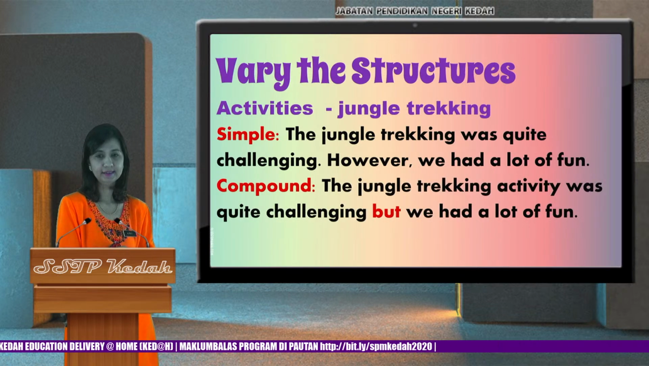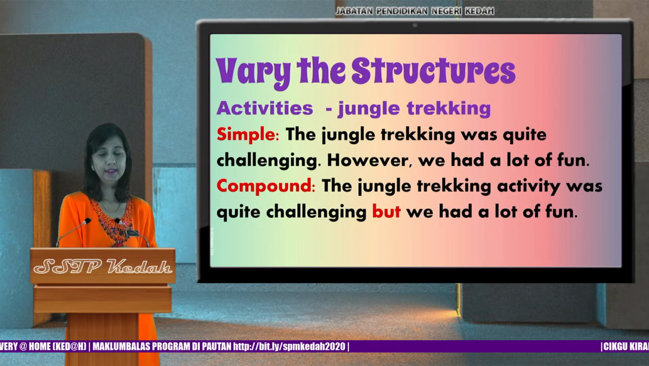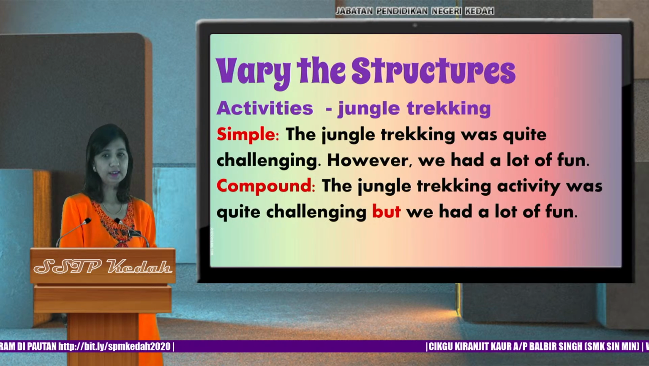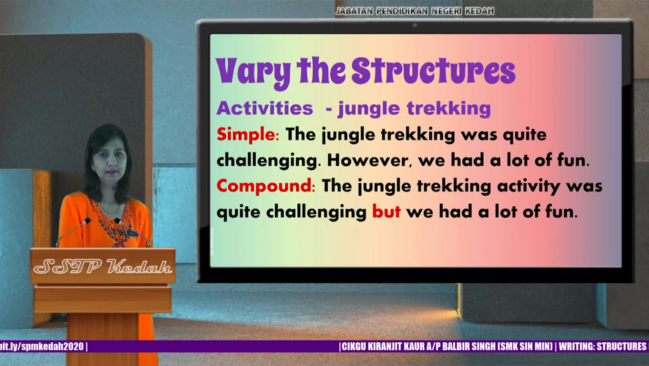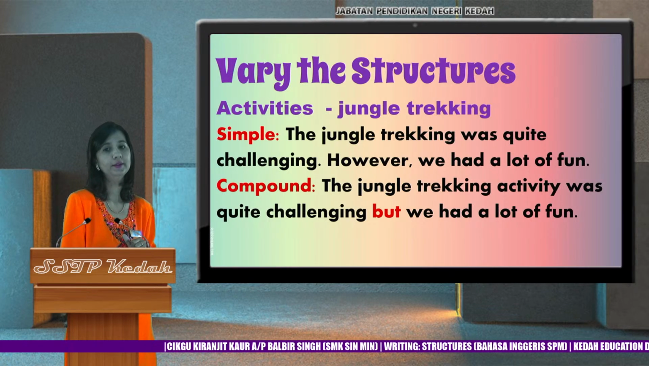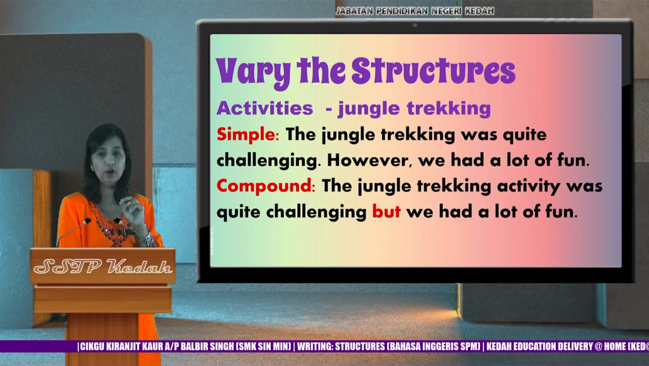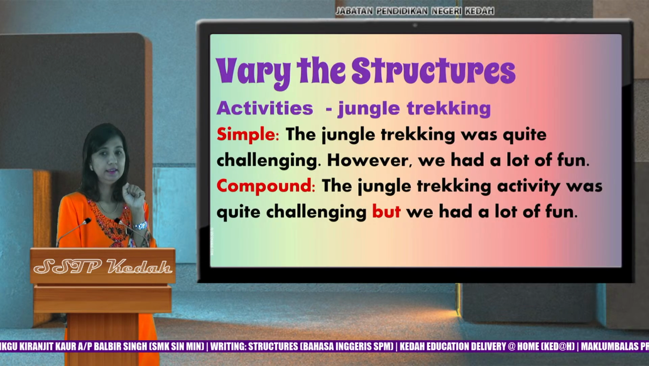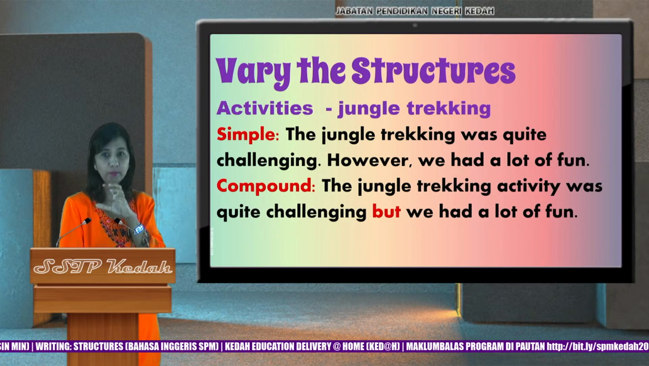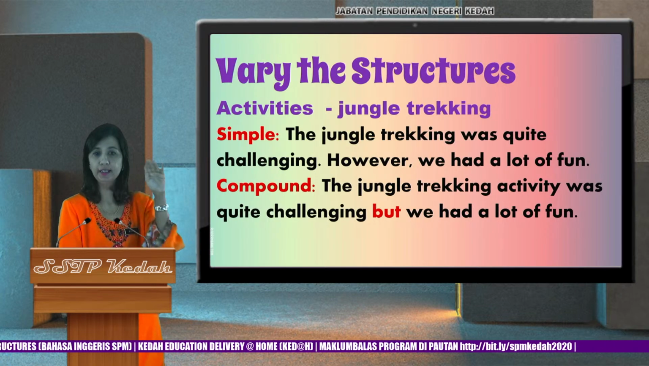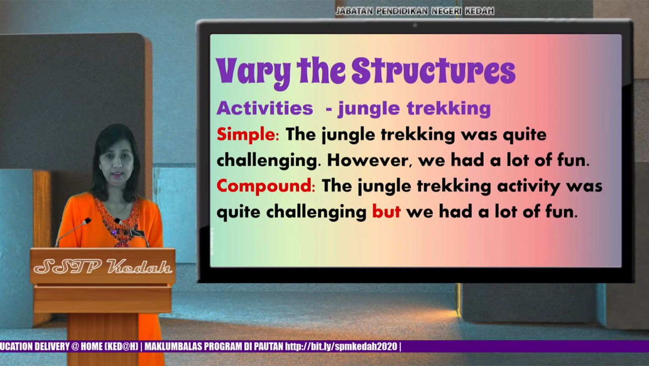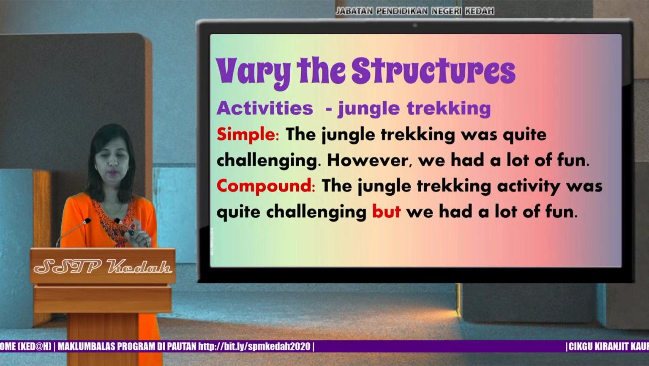Okay, right. This is the example. For compound structure, the jungle trekking activity was quite challenging, but we had a lot of fun. Yeah, it was challenging, it was difficult, but we had a lot of fun. So we use but because it is in contrast. Challenging means difficult, hard. It takes a lot of energy. And we had a lot of fun, which is something positive. So negative and positive. So that's why there is a contrast. So we use but. Contrast in points, we use but.